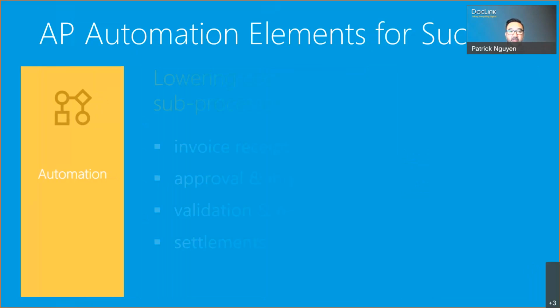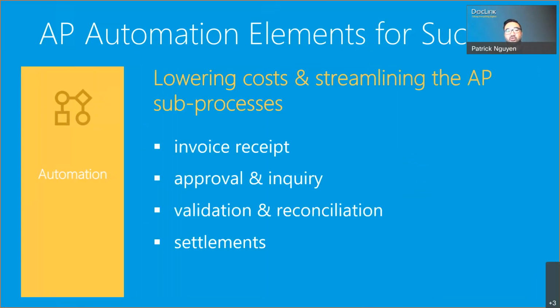Automation. So think about automation of lowering the cost and streamlining AP sub-processes. So picking up the automation of the invoice, right? Picking up the invoices from email, running through the approval process, inquiries, validation, reconciliation for purchase-related invoices. So think about how, if you folks use purchases today, how you're automating the matching process, right? Usually someone has to look at the invoice to the receiver or packing slip, to the purchase order itself, and manually reconcile. Well, if we're able to automate that for you, that's huge time savings, right?